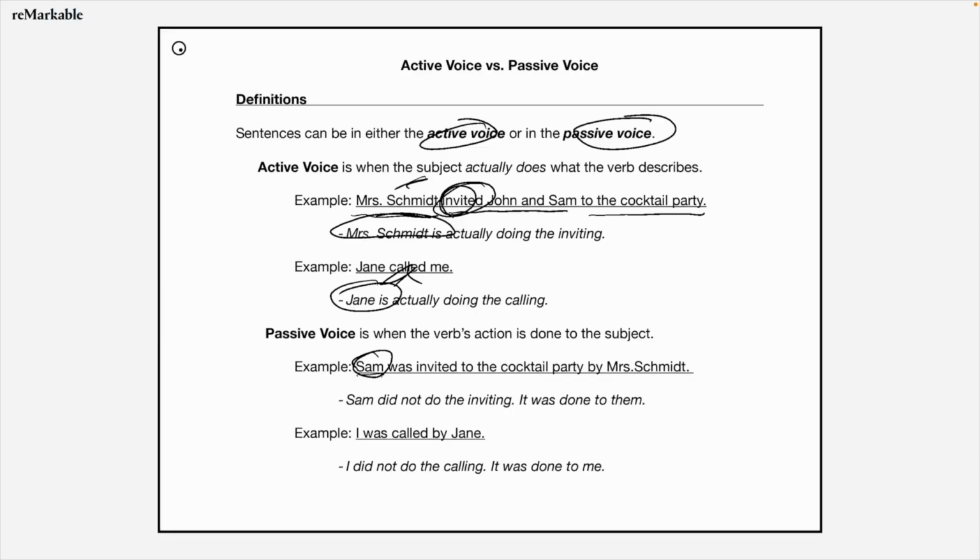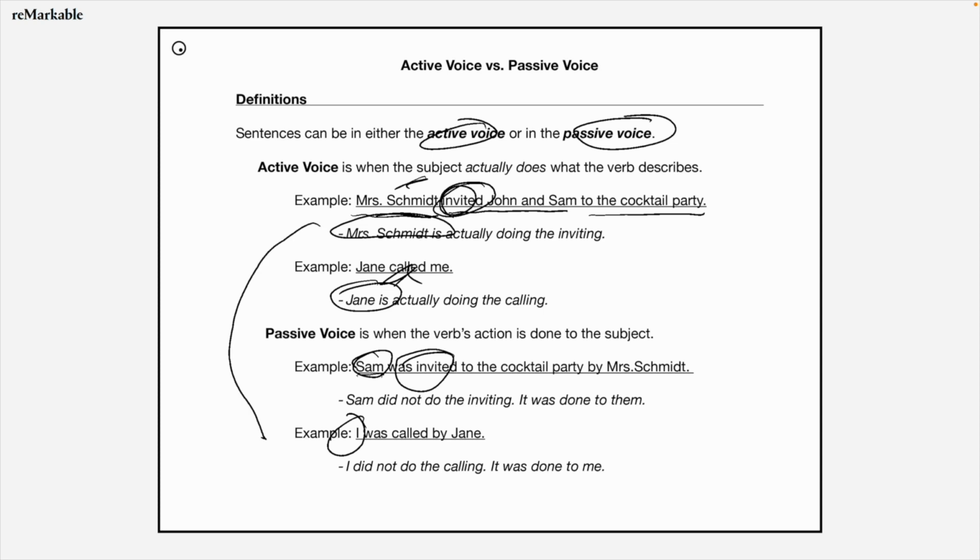Okay, now compare that to passive voice. Passive voice is when the verb action is done to the subject. Basically, I'm going to use the same two sentences, but flip them around. Sam was invited to the cocktail party by Mrs. Schmidt. Sam is the subject of the sentence. Is Sam doing the inviting? No, Sam was invited. The verb was done to Sam by Mrs. Schmidt. The other example, I was called by Jane. Was I doing the calling? No, Jane was. So again, notice that these sentences communicate the same message.